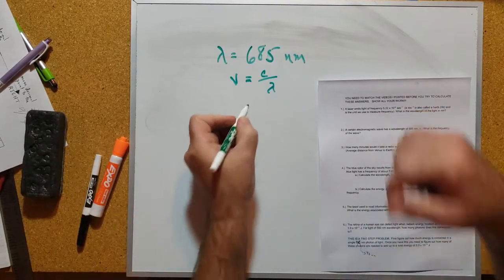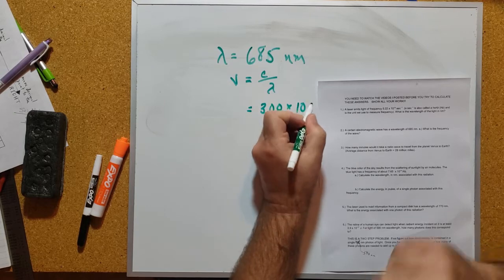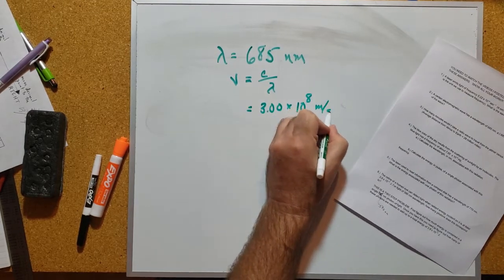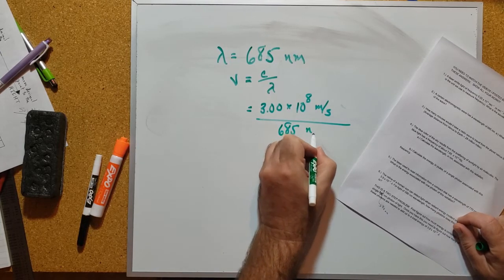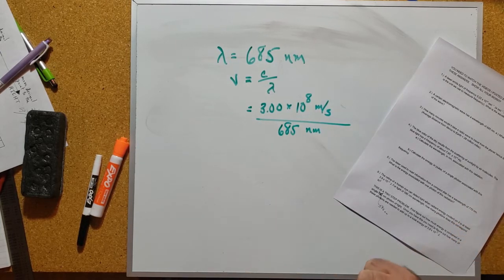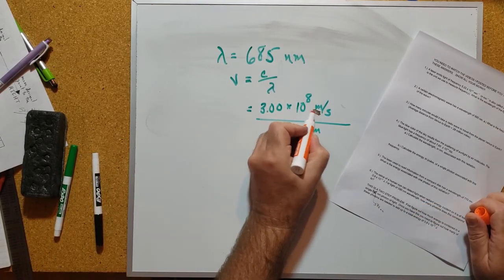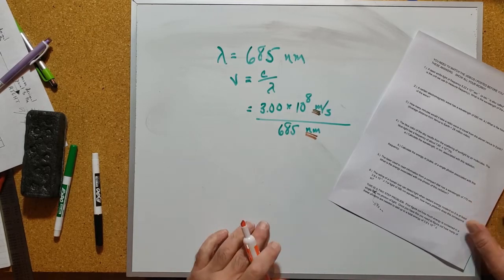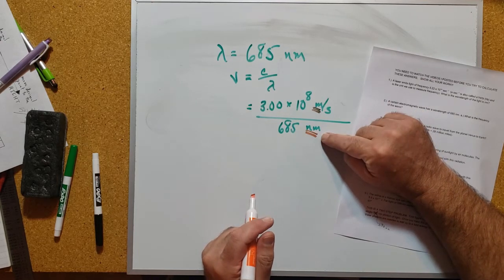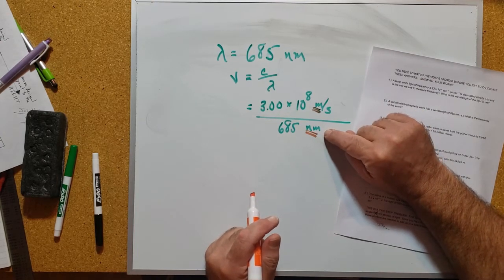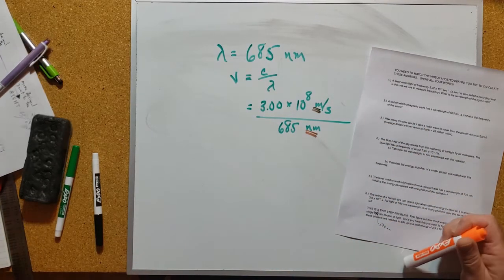Now c is the speed of light, so that'd be 3.00 times 10 to the 8th meters per second, and then divided by lambda, the wavelength, 685 nanometers. Now, if you're really paying attention here, the units up here of meters do not jive with the units down here, which is nanometers. I cannot cancel meters with nanometers. So what I'm going to do is change 685 nanometers to meters. And then I'll be able to do this.